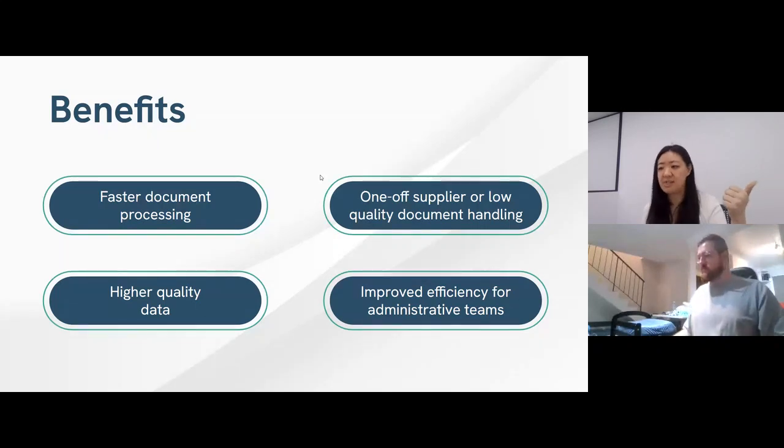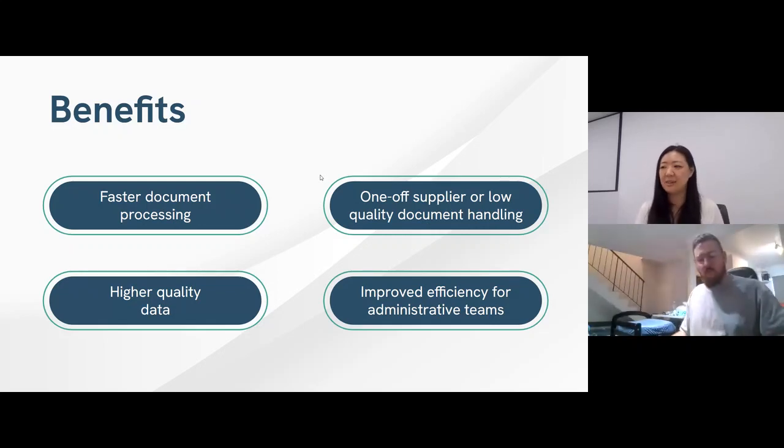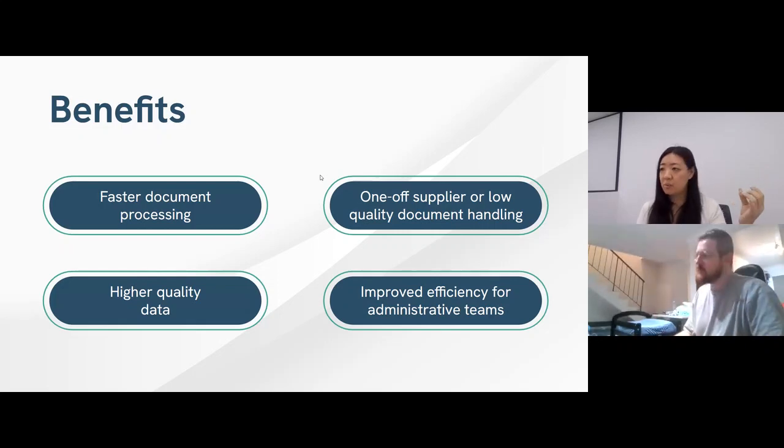So obviously it's faster document processing. You don't have to wait for a map, don't even have to request a map. Summary data, this is the quickest and easiest way. So it's also great for those one-off suppliers or what we call the low quality documents. So like I mentioned, that's the receipts, scans, sideways scans, unstructured documents, photos of bills.